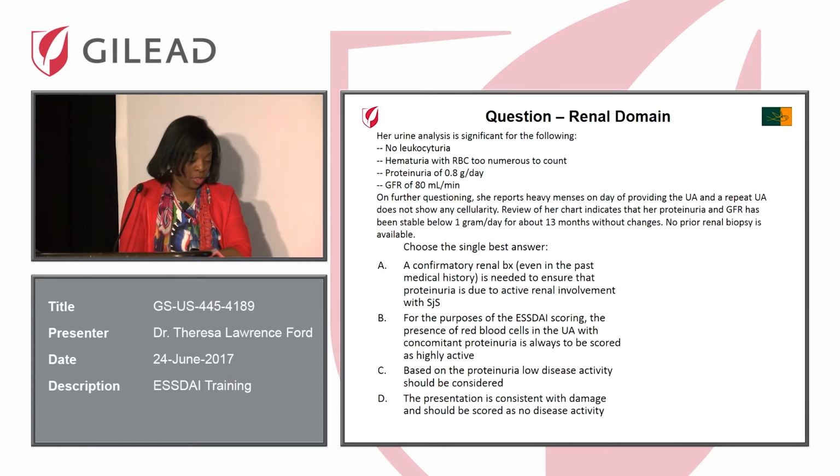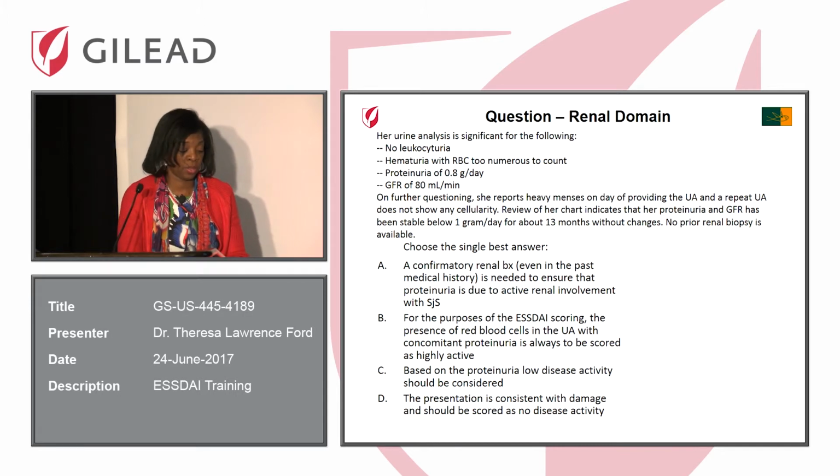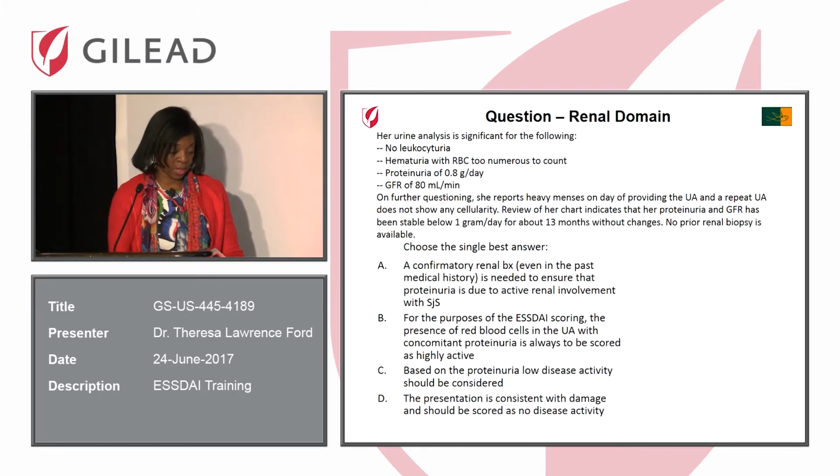So choose the best answer. A, a confirmatory renal biopsy, even in the past medical history, is needed to ensure that the proteinuria is due to active renal involvement with Sjogren's. B, for the purpose of the ESSDAI scoring, the presence of red blood cells in the UA with concomitant proteinuria is always to be scored as highly active. And C, based on the proteinuria, low disease activity should be considered. And D, the presentation is consistent with damage and should be scored as no disease activity.